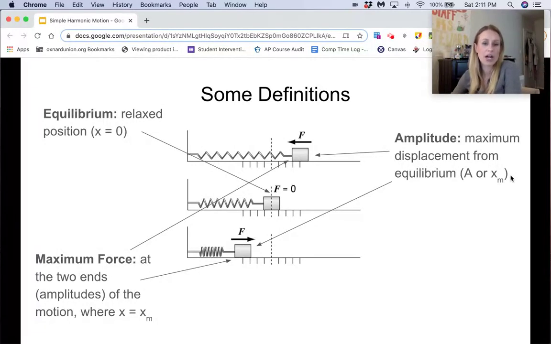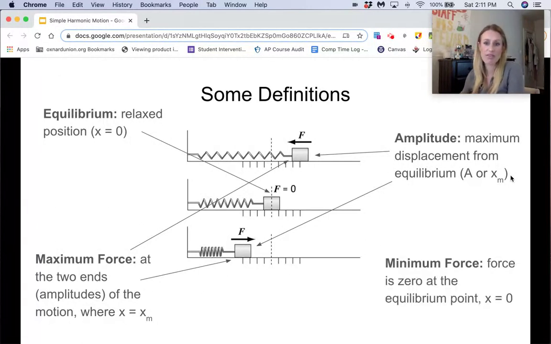I'll talk about that a little bit later. But we can see that the force is going to be proportional to the position away from equilibrium. So the higher x gets in that equation, the higher the force. That's why at our amplitude position, or our maximum position away from equilibrium, we have a maximum force. Because we have maximum force at those 2 amplitude positions, we also have maximum acceleration, which we'll talk about later. And then we have a minimum force at the equilibrium position, because x equals 0 here. Since x equals 0, spring force is equal to 0.